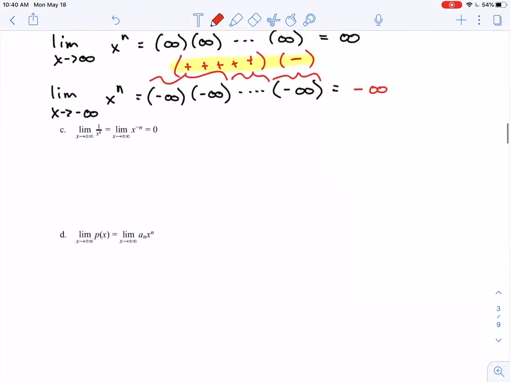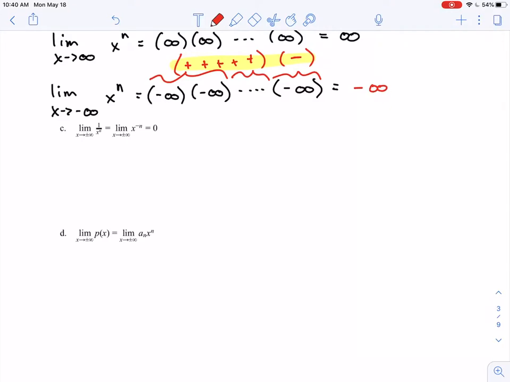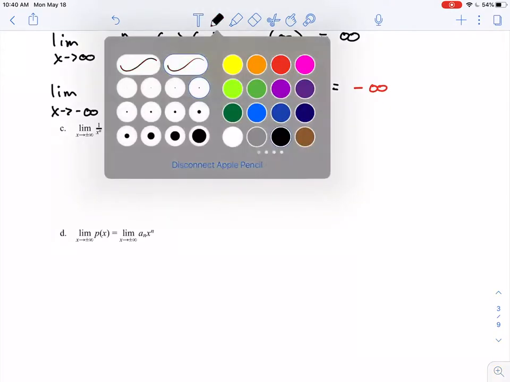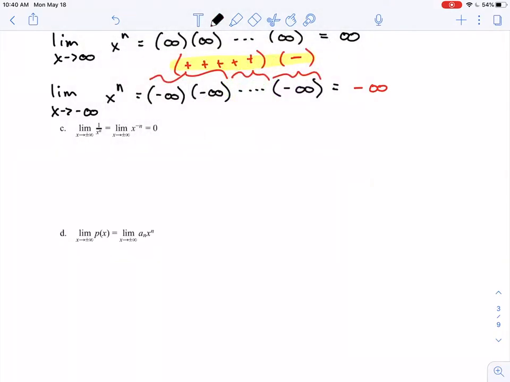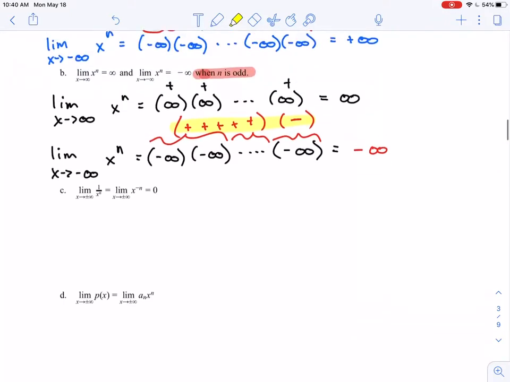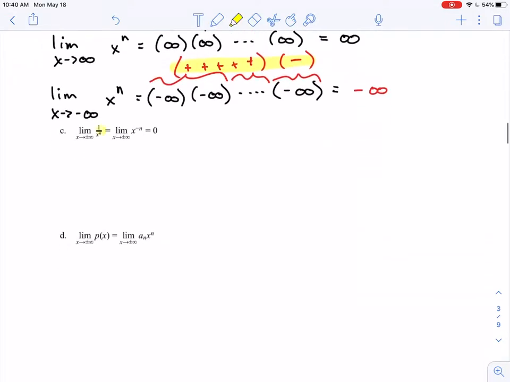C, this one is really interesting, and this is one of the more powerful ones we'll be using here. This one says, limit as x approaches plus or minus infinity of 1 over x to the nth, or x to the minus n. This guy right here and this guy right here actually say the same exact thing. That's just a different way to write those. And actually that'll be tremendously important to us in the next chapter.